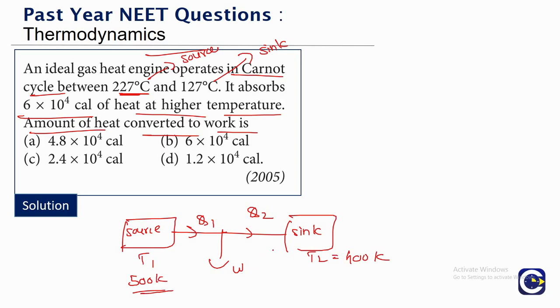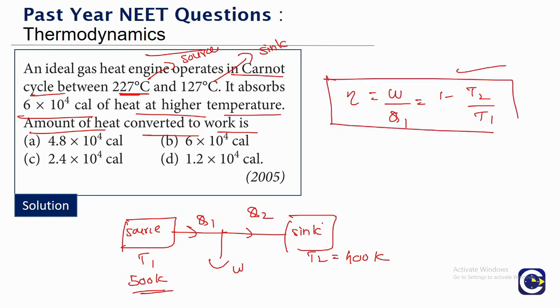Now for the ideal heat engine or the Carnot heat engine, the efficiency factor, which is the amount of work done by the heat taken from the source, will be 1 minus T2 by T1. This relation, efficiency 1 minus T2 by T1, is only for the Carnot heat engine. So here you can see W will be equal to Q1 into 1 minus T2 by T1. T2 is 400, T1 is 500.